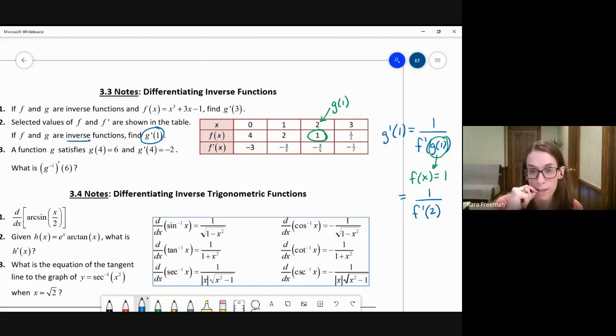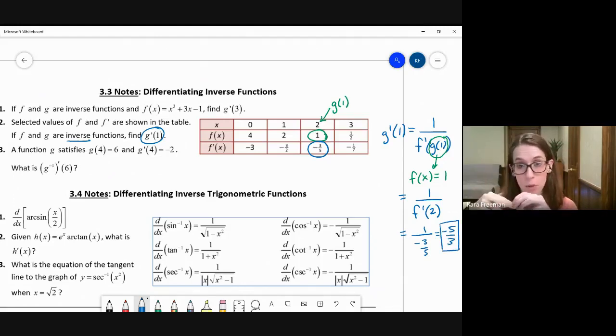Now I want to find f prime of 2. And that's in the table. That's this guy right here, right? The y value of f prime when x is 2. So our answer is -5/3.